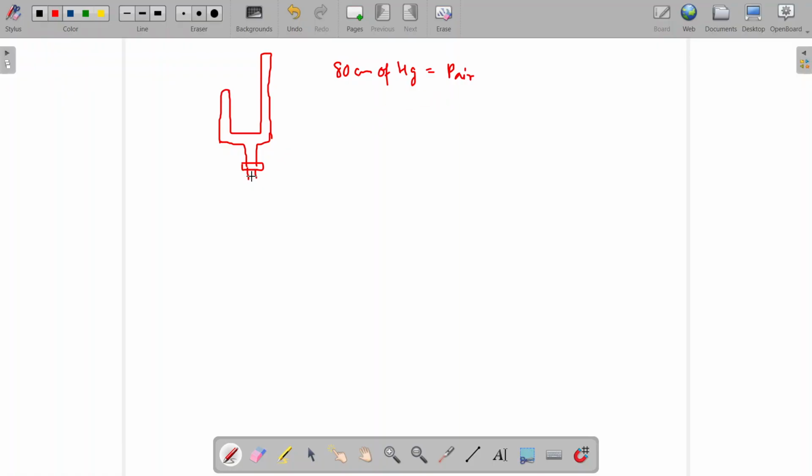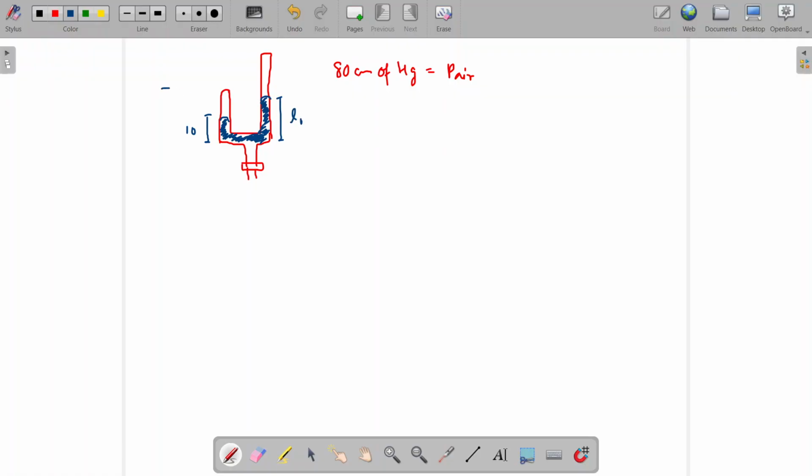Now mercury is waiting to enter this particular portion, and we open this particular stopcock. After opening, we notice that the mercury has entered up till a height of 10 centimeter in this particular column, and in the other column it has entered by some unknown length. This length is L naught.